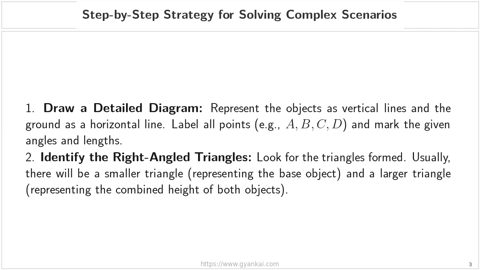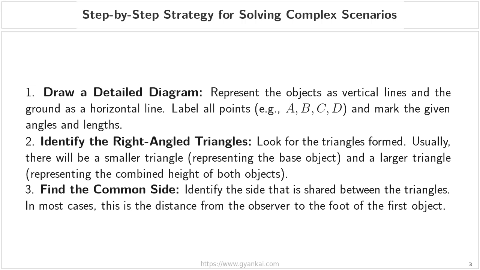Second, once your diagram is ready, identify the right-angled triangles within it. In most problems, you'll notice a pattern. There is usually a smaller triangle representing the base object, and a larger triangle that encompasses the combined height of both objects. Third, look closely at your diagram to find the common side. This is the bridge between your two triangles. In most cases, this shared side is the horizontal distance from the observer to the foot of the first object. Finding this is crucial because you'll need it for the next steps.